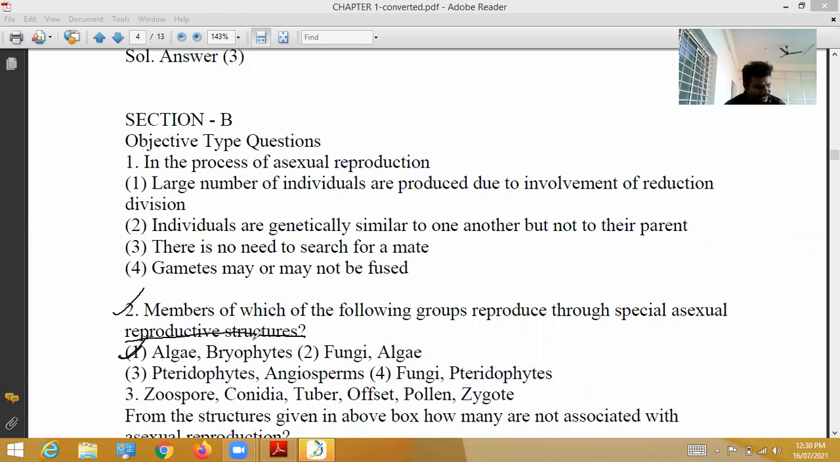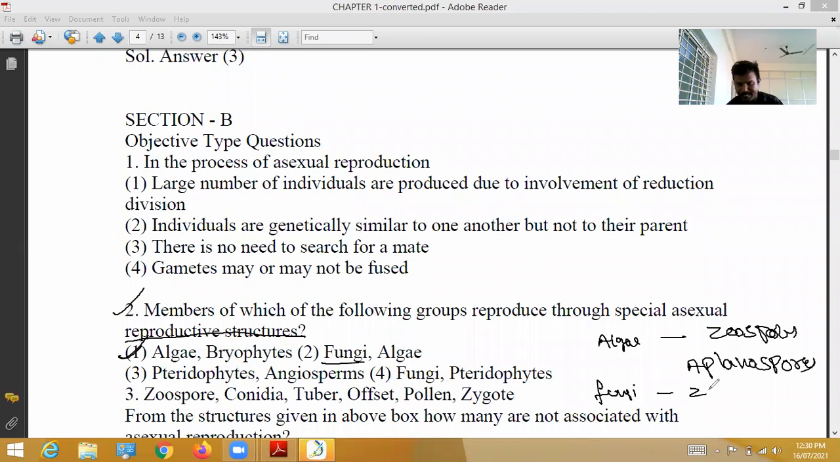Algae actually reproduce through zoospores. If you study the sporulation topic, then you can answer this. Algae reproduce by zoospores and aplanospores. Next, fungi. Fungi reproduce by zoospores and conidia. Okay. So this is bryophyte.